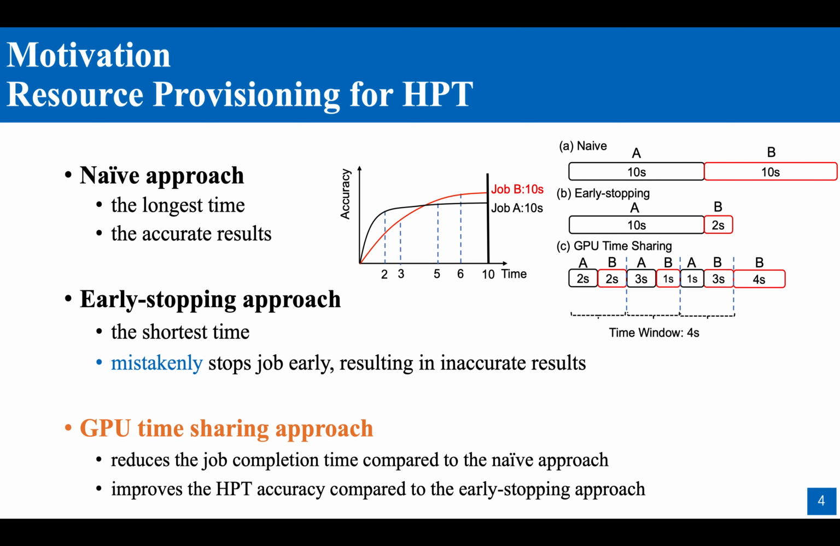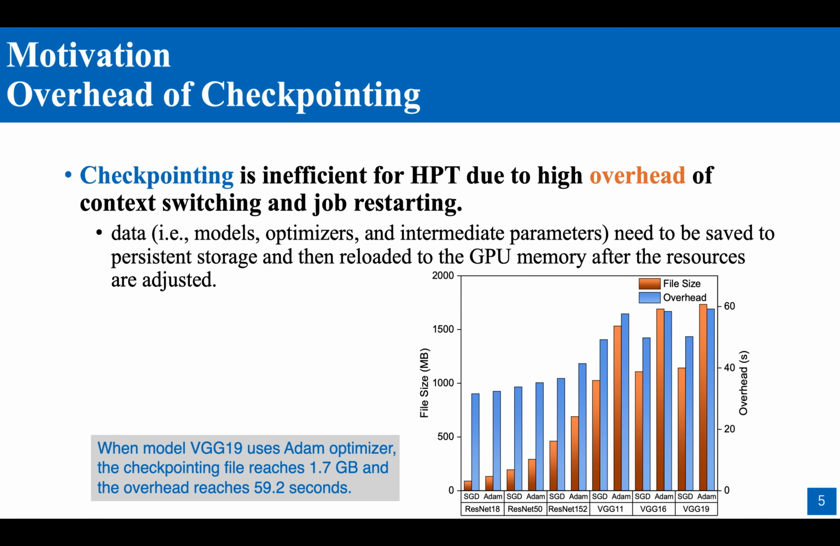Fortunately, we observe that the GPU time sharing takes a total of 16 seconds to obtain accurate results. It reduces the job completion time compared to the naive approach and improves the HPT accuracy compared to the early stopping approach. We can thus take advantage of the GPU time sharing to design a better resource provisioning strategy for HPT. There are also dynamic resource provisioning approaches using checkpointing for machine learning training. However, those approaches are inefficient for HPT due to the high overhead of context switching and job restarting.